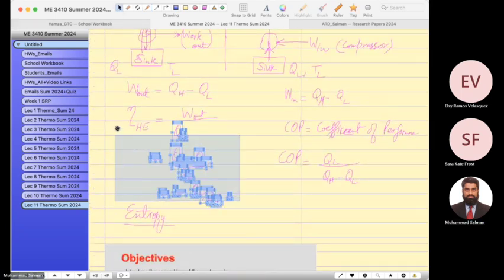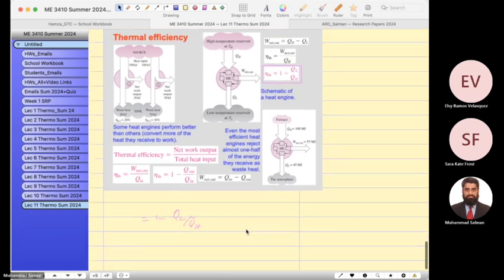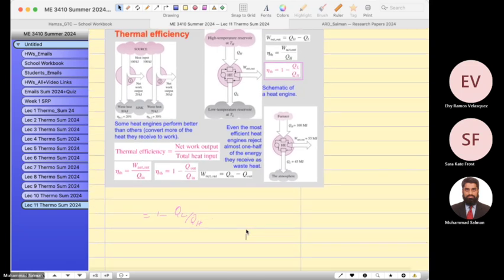So let me make sure this is correct. Please write down this formula. This is correct now. We call it the heat engine thermal efficiency.